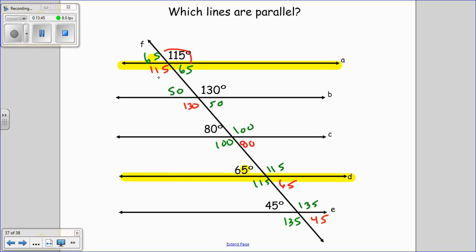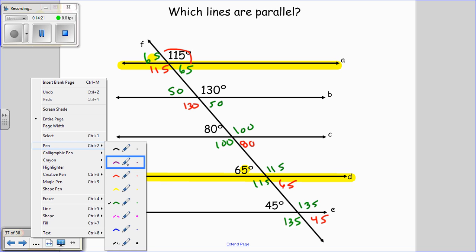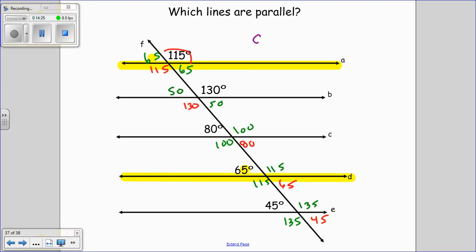The first 65 up top and the second one down below are considered corresponding if you kind of eliminate B and C being in the middle. If those were not existing, you would see 65 corresponds because they're both left of F and above the lines A and D. So since those are corresponding, that would imply that line A is parallel with line D. Line A is parallel with line D. And those are the only pair of parallel lines. This concludes your notes for today.